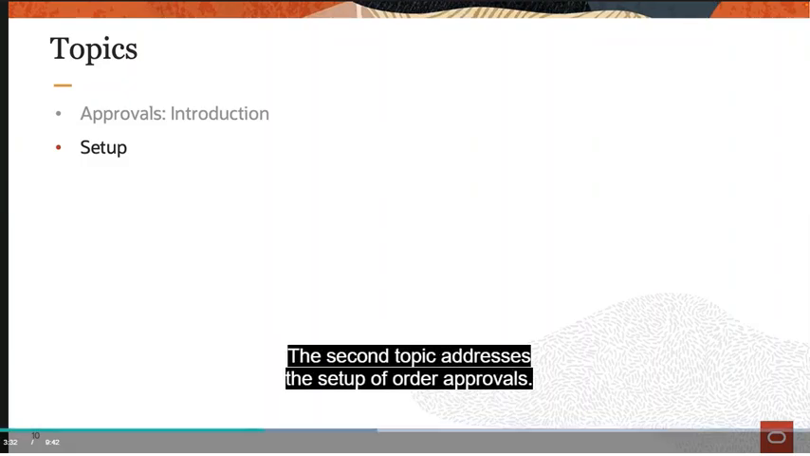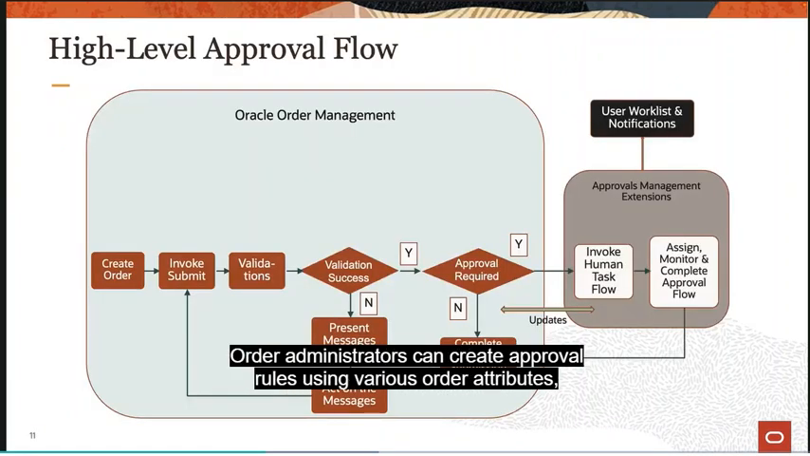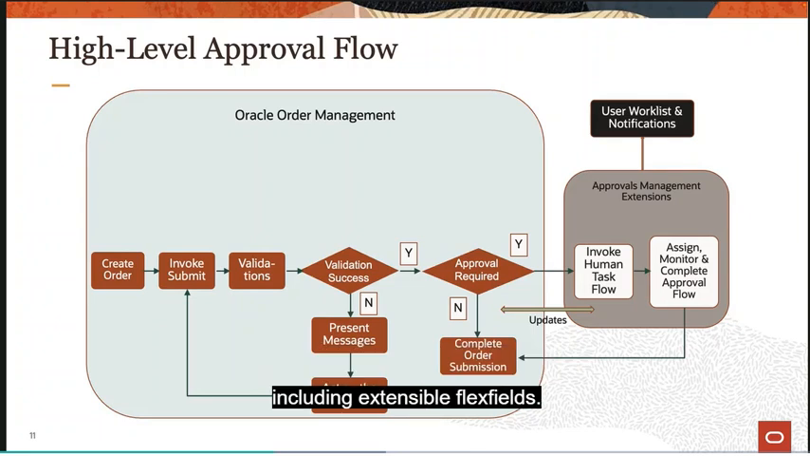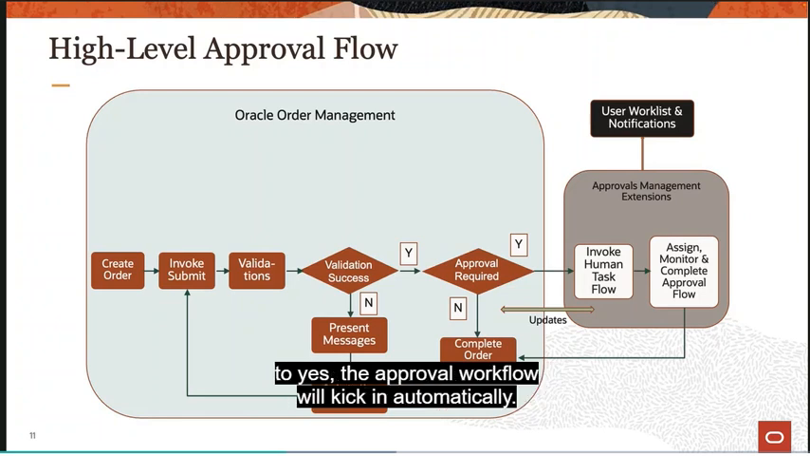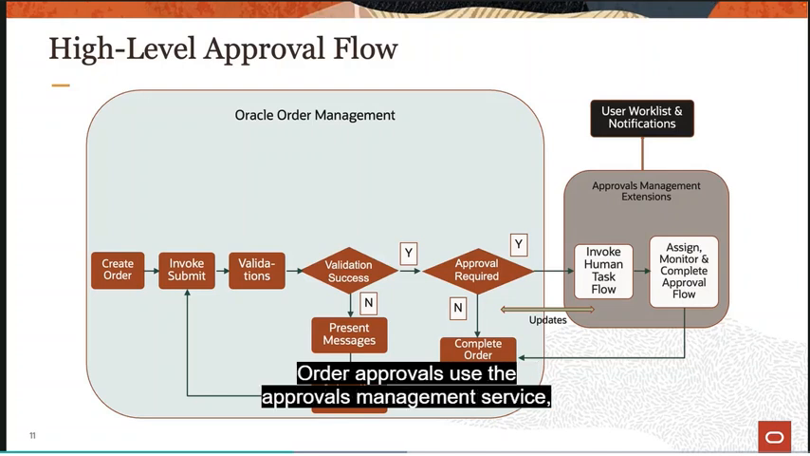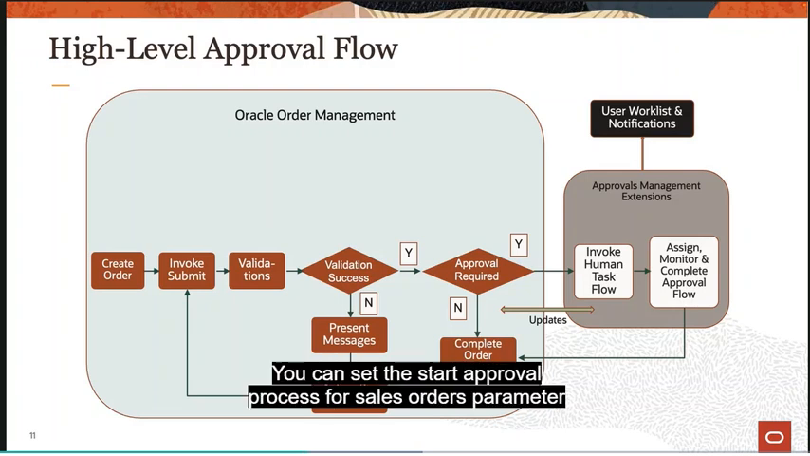order approvals. Order administrators can create approval rules using various order attributes, including extensible flex fields. If you set the system parameter, Start Approval Process for Sales Orders, to Yes, the approval workflow will kick in automatically. Order approvals use the Approvals Management Service, Business Process Modeling Worklist, and notifications to manage the whole process. You can set the Start Approval Process for Sales Orders parameter at the source system level.